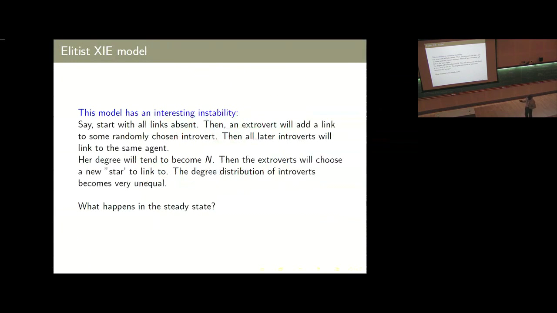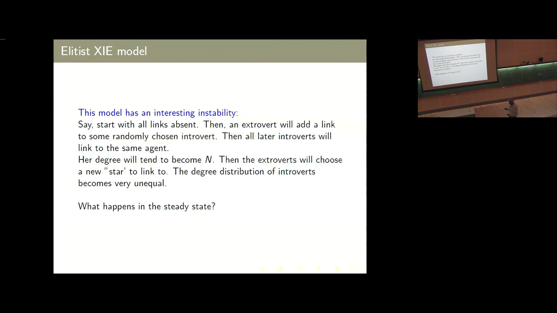So for the elitist model, there is a very interesting instability. Start with all links absent, then an extrovert will add a link to some randomly chosen agent, then all later extroverts will add to the same agent, because they add to the one who is most connected. Right now that one is the most connected. So once this person's degree becomes n, then the crowd chooses the next superstar, and then everybody connects to that, and so on and so forth.